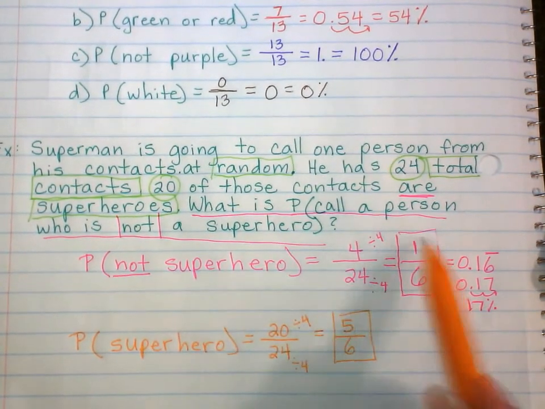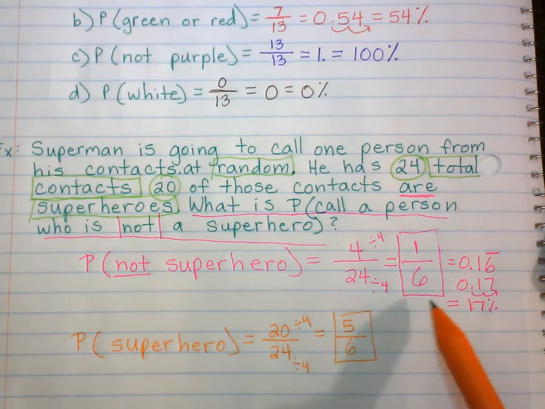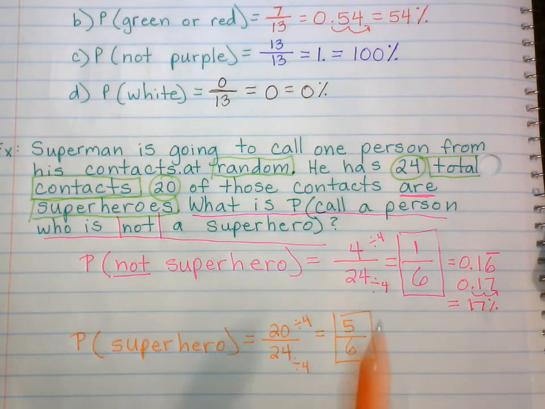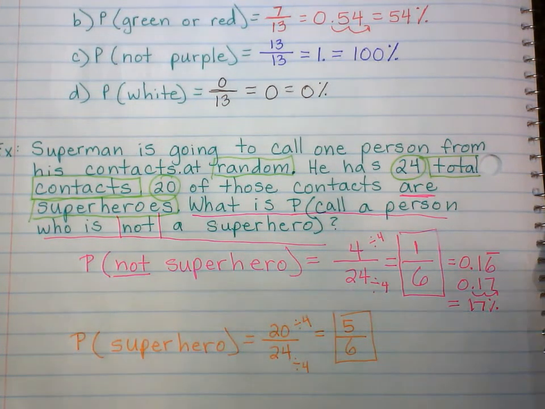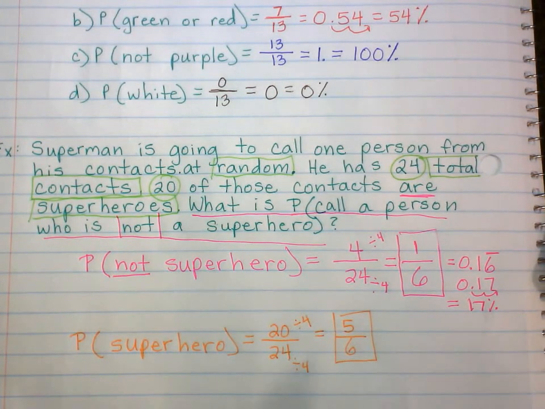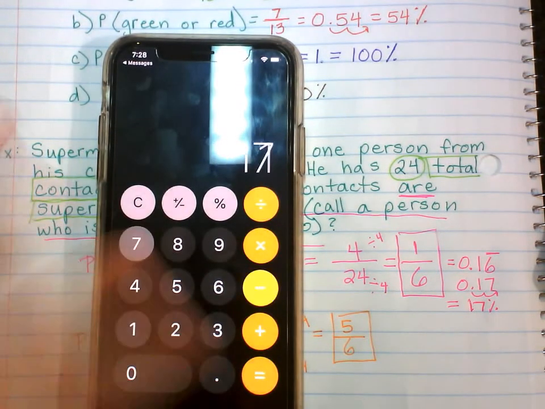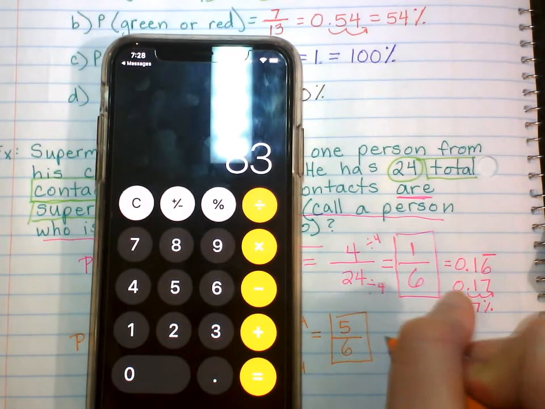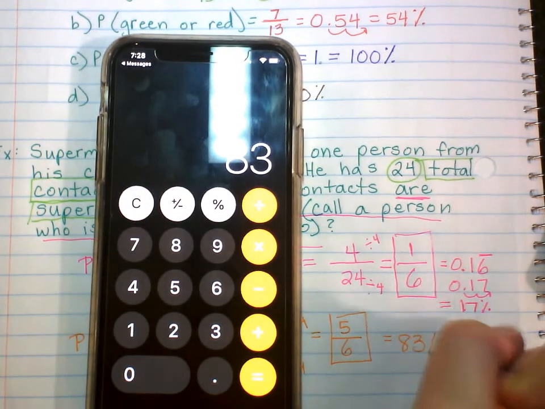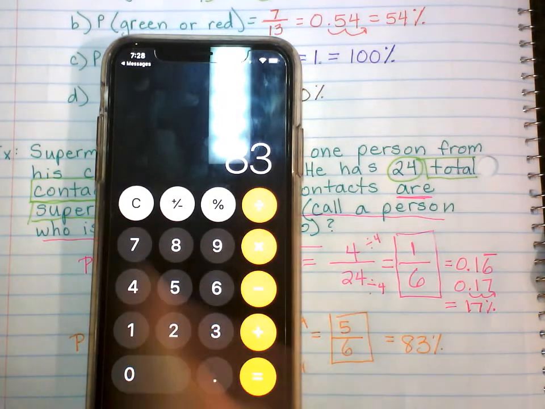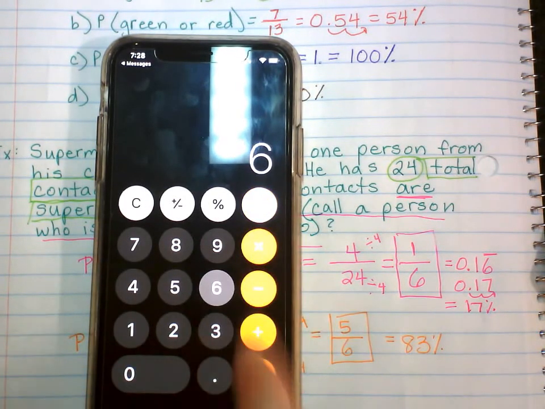So if there's a 1 out of 6 chance that it's not going to be a superhero, then that means it is a 5 out of 6 chance that it is going to be a superhero. And I'm going to predict that if it was 17% chance that it's not a superhero, and we know total it has to be 100%, 100 minus 17, I think it's going to be an 83% chance that we call a superhero. 5 out of 6. Let's see if 5 out of 6 is 83. Yep.